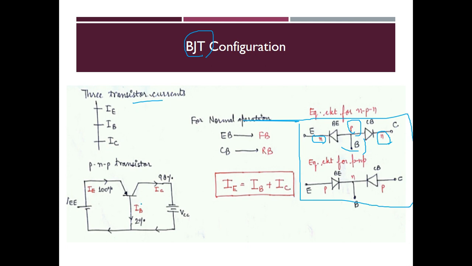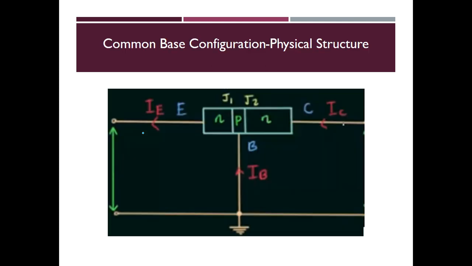Here we have been given the PNP transistor, and this is the symbol of the PNP transistor. At the emitter, you will have a pointer. The pointer direction indicates the conventional current direction, right?